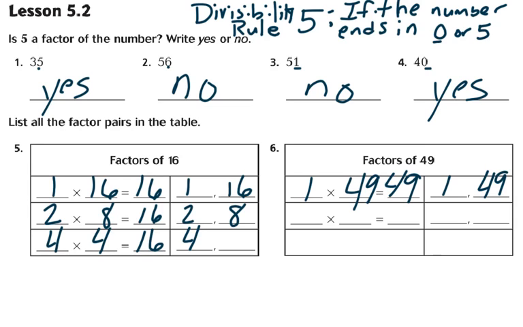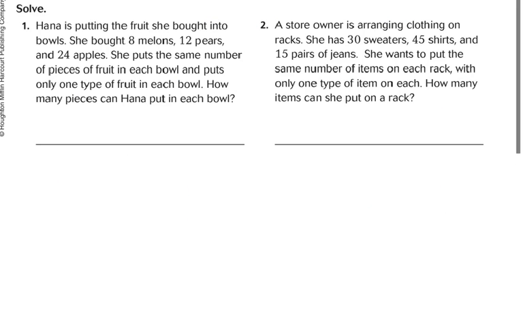How about 7? 49 is divisible by 7. 7 times 7 gets me 49. So again, I'm just going to put one of those 7s there. All right, here's where it gets tricky. We need to read our word problems and understand what our word problems are asking us.